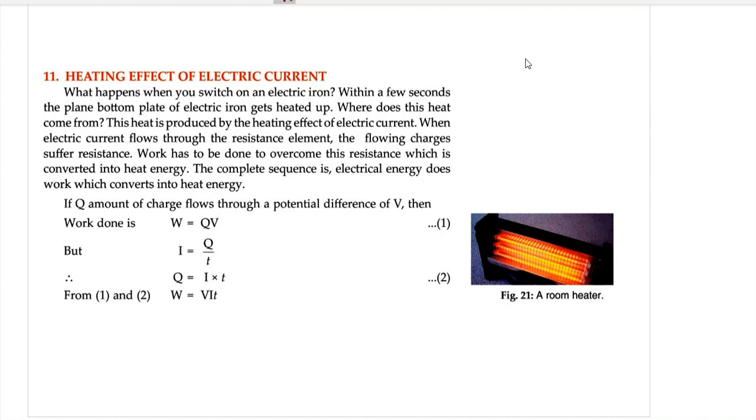Now tell me, in an electric bulb, what is the use of heat? Is it a useful or desirable form of energy? Absolutely not.